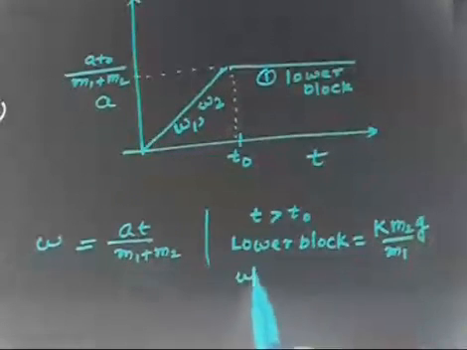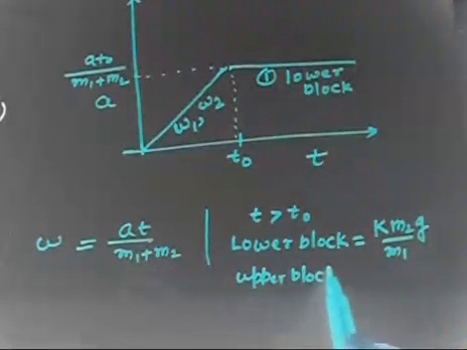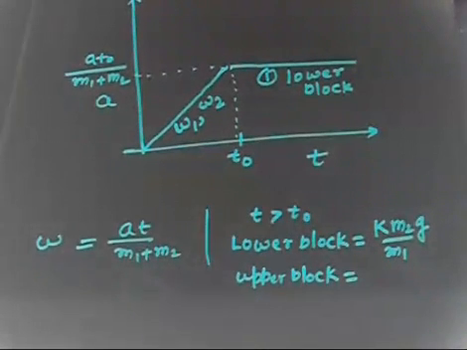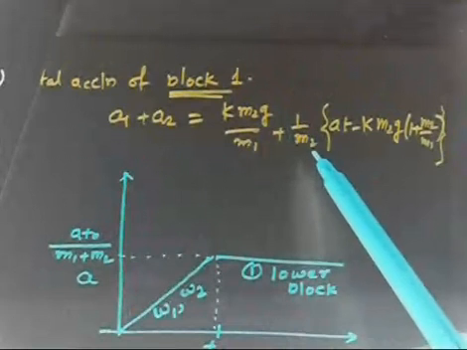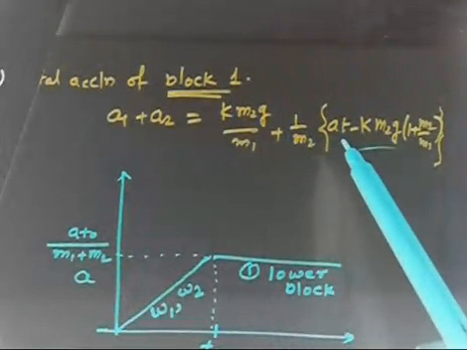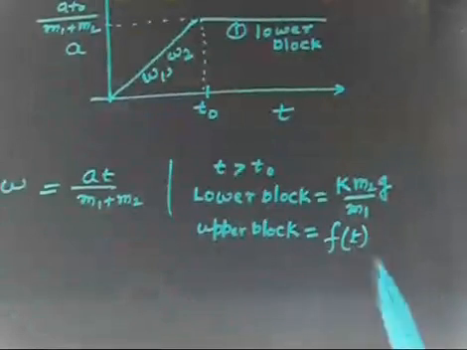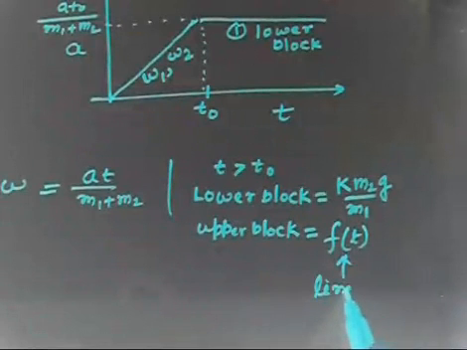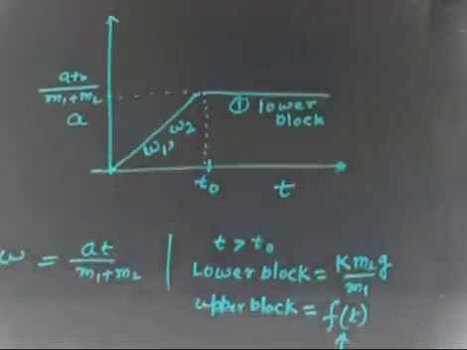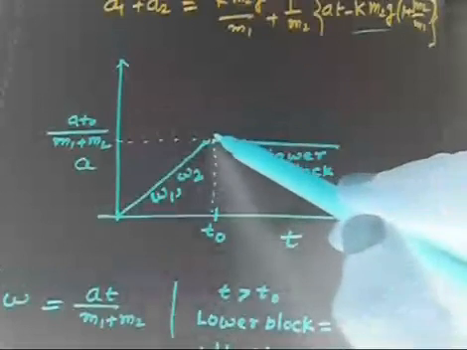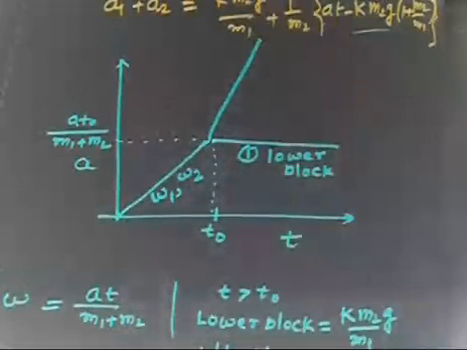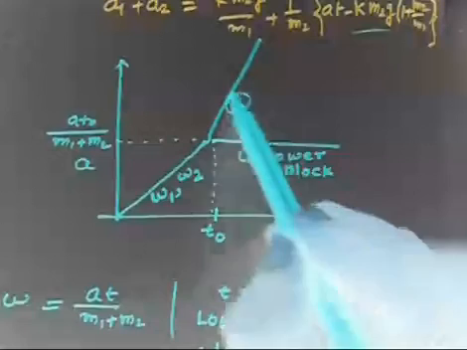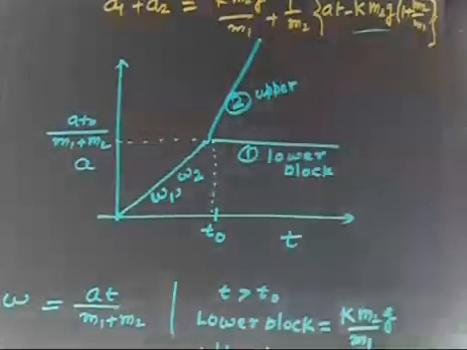What about the upper block? For the upper block, again the acceleration is given by this function, k m1 m2 z by (1 by m1 plus 1 by m2). But this function depends upon time, so it is a linear function of time. I can plot this one. It has more acceleration than previously, so now the slope will increase and it will go something like this. So this is for the upper block, block 2. Are you getting or not?